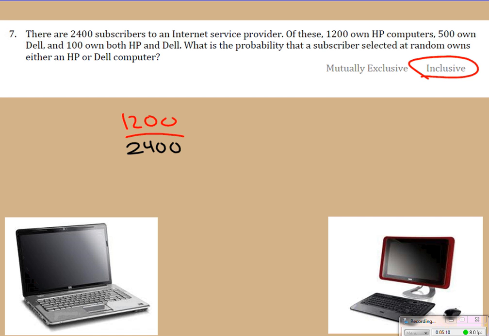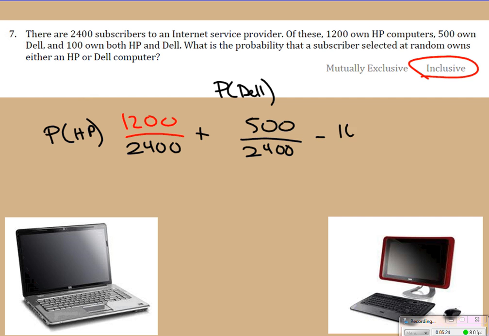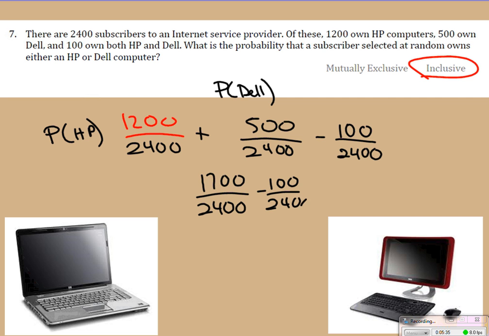Change color here so it's a little bit easier to see. So that's your HP guys, plus the probability of your Dell guys, which is going to be 500, minus the 100 that own both. So 1,200 and 500, 1,700 out of 2,400, minus 100. So that's going to be 1,600 out of 2,400, which is a really, really fancy way of saying 2/3.